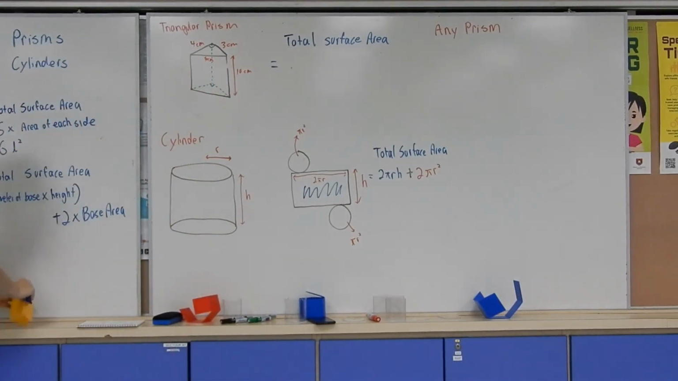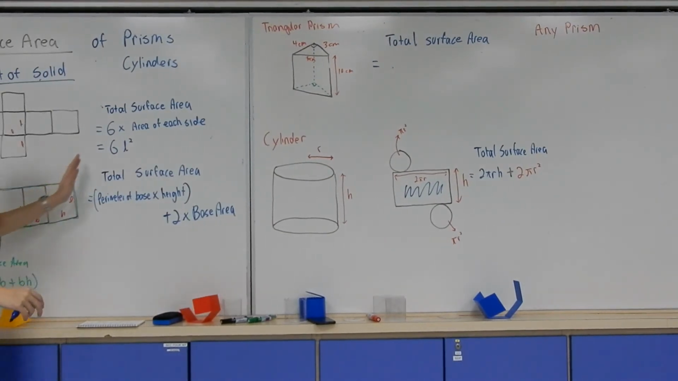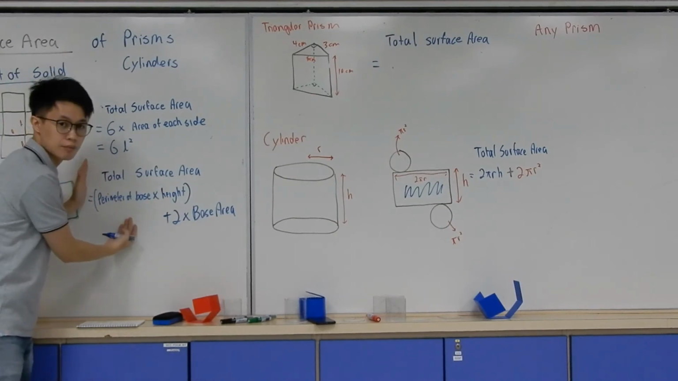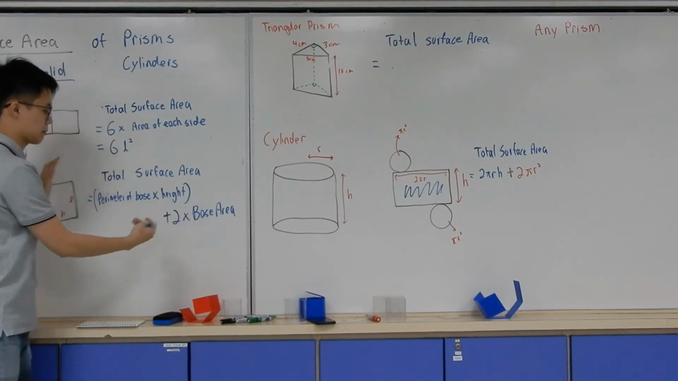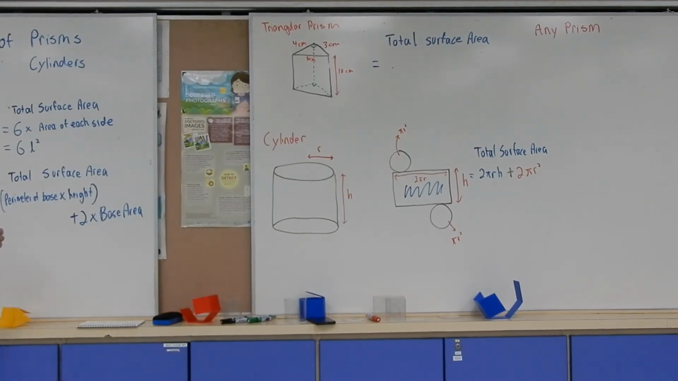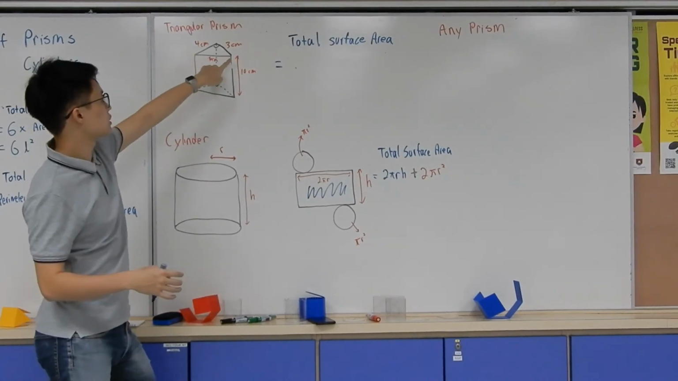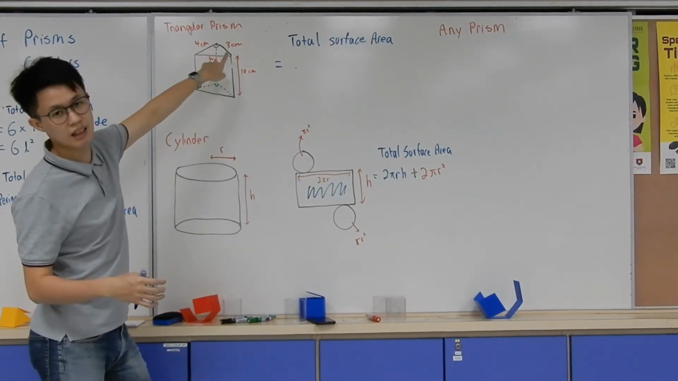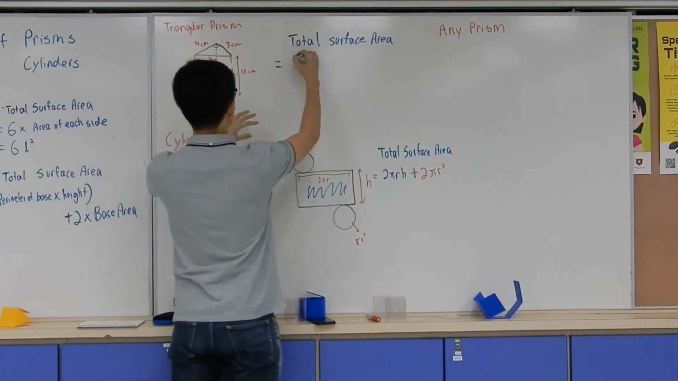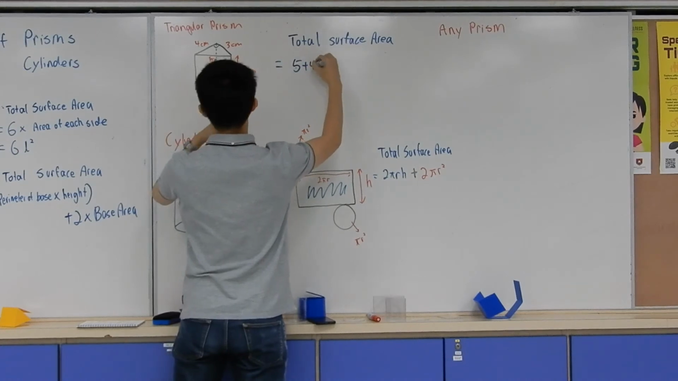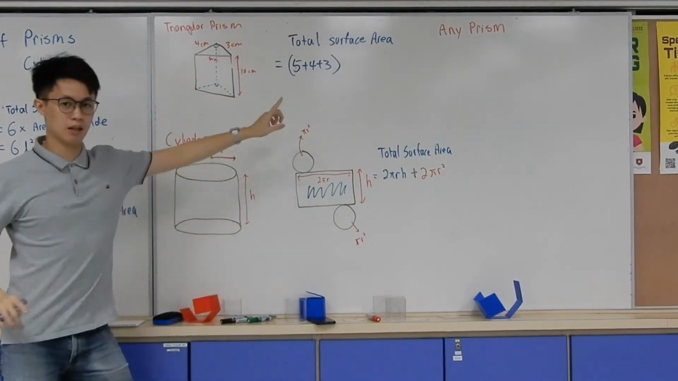we're going to use this thing here again. Perimeter of base times height, plus 2 times the base area. So for this triangle, the perimeter of the base area is just adding up the sides of the triangle. So that is 5 plus 4 plus 3, right? And this is the perimeter of the base area.